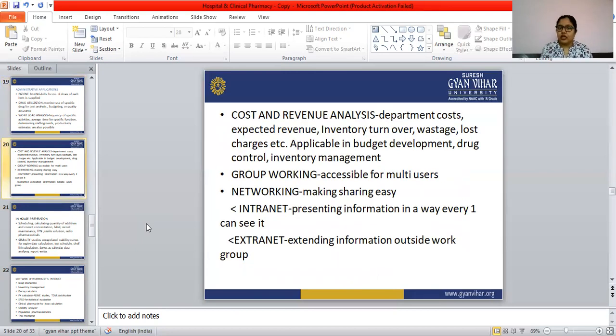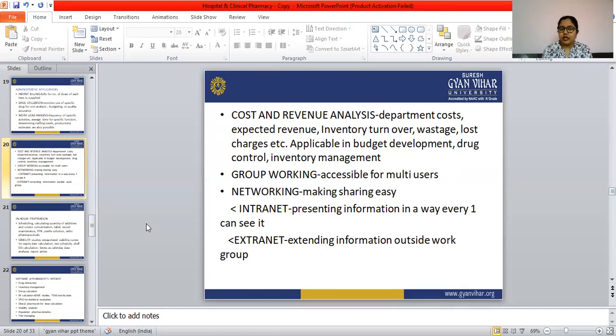Cost and revenue analysis. Okay, the computer is used in the clinical pharmacy to analyze cost and revenue. To analyze cost and revenue: the department cost, expected revenue, inventory turnover, wastage, lost charges. Okay, these all are done with the help of the computer. These are applicable in budget development, drug control, and inventory management. So the analysis of the cost and the revenue we can do with the help of the computer.